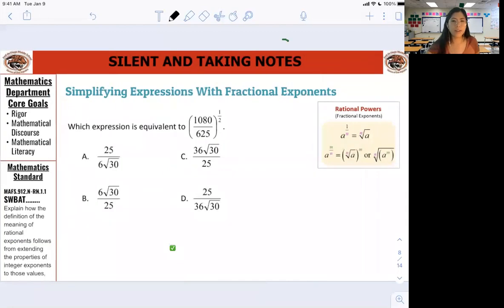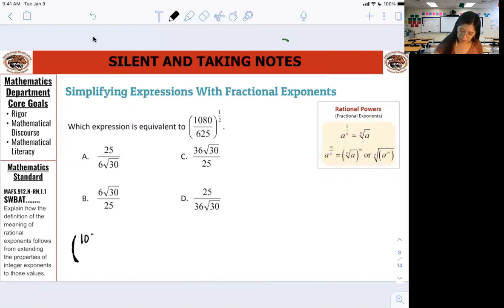Couple more. Ooh, now we've got really, really interesting. Let's just take a look at this. Which expression is equivalent to 1080 over 625 to the power of 1/2? There's kind of a lot going on here. There's a lot of steps we're going to need to take. So let's just start it off and see how far we can go.